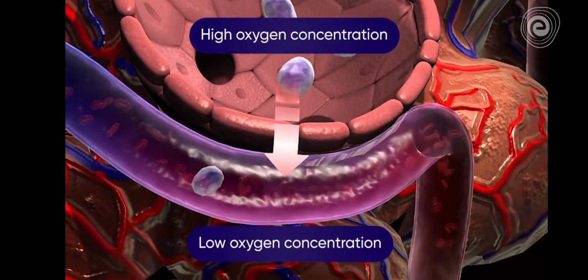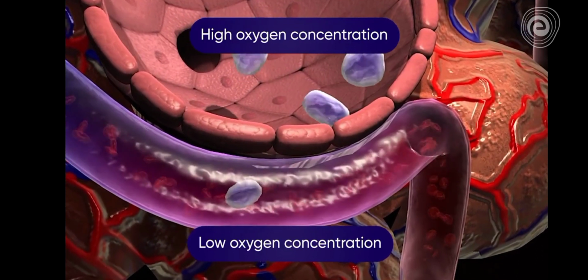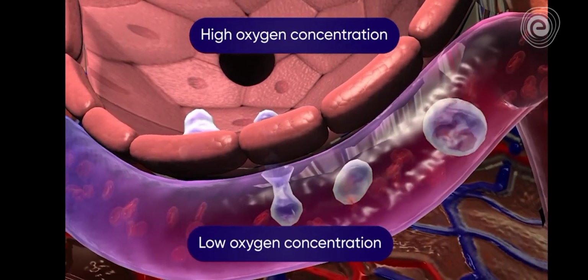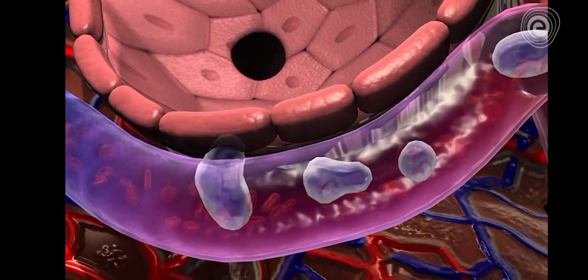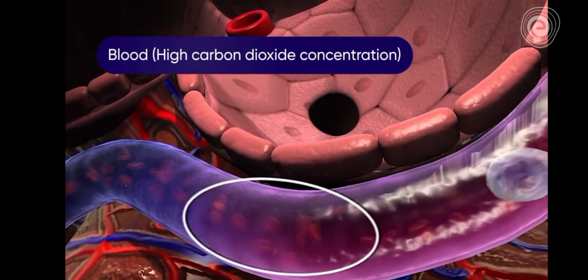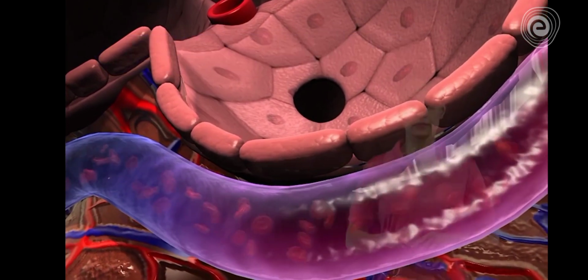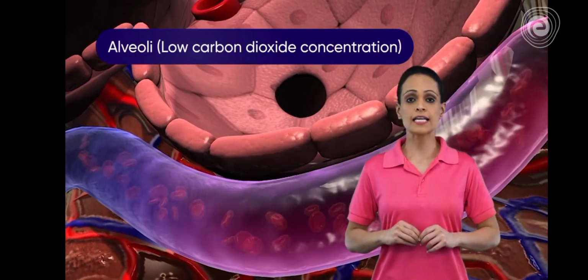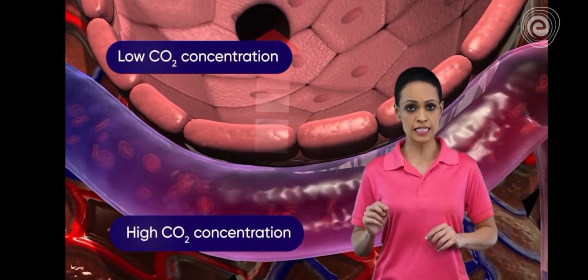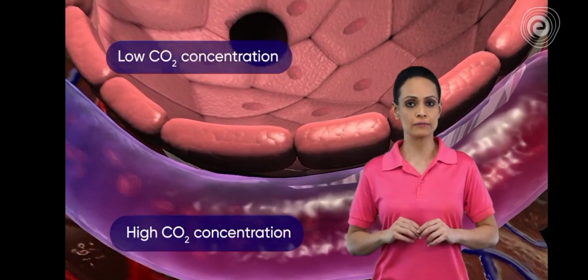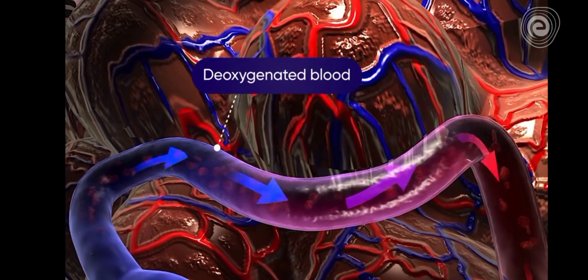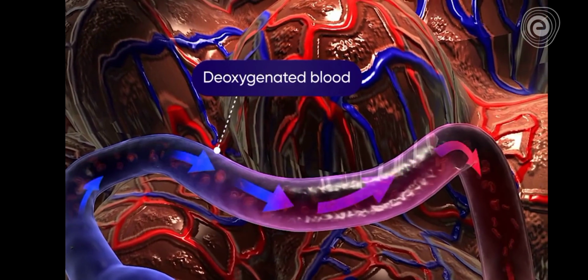And as a result, a concentration gradient is created. Oxygen, therefore, diffuses along the concentration gradient from the alveoli to the blood. The blood coming to the lungs has a higher concentration of carbon dioxide than the air in the alveoli. So, carbon dioxide diffuses along the concentration gradient in the opposite direction, that is, from the blood to the alveoli. As the oxygenated blood leaves the lungs, more deoxygenated blood enters it to maintain this concentration gradient.